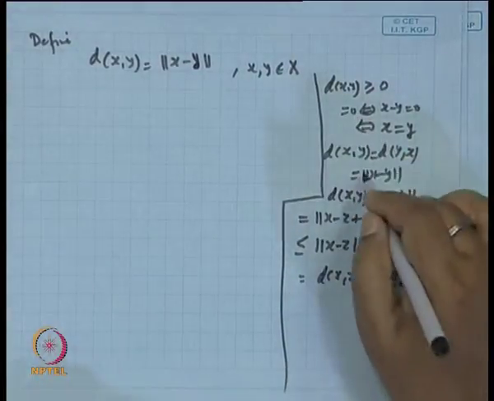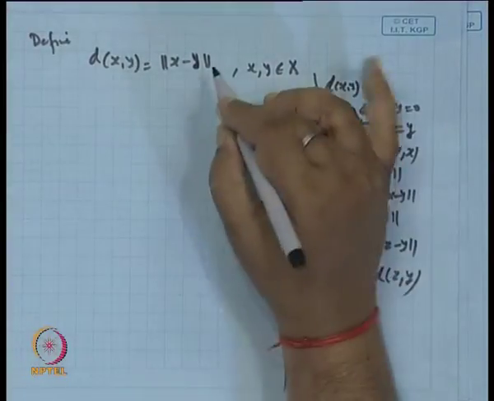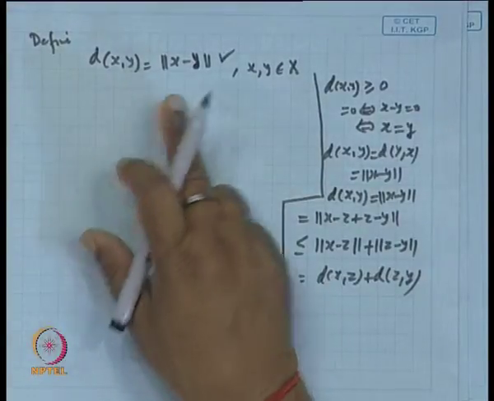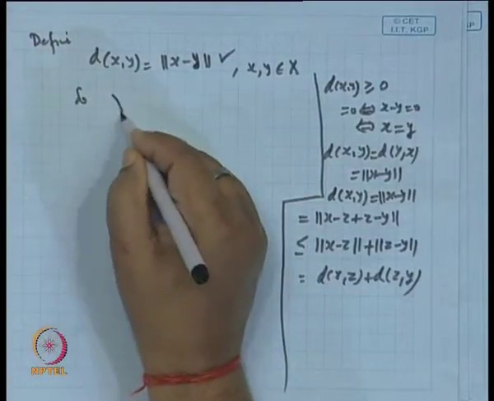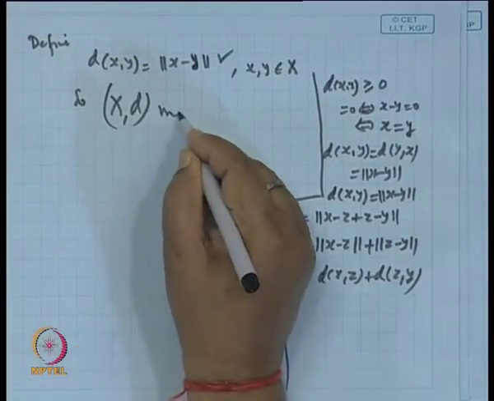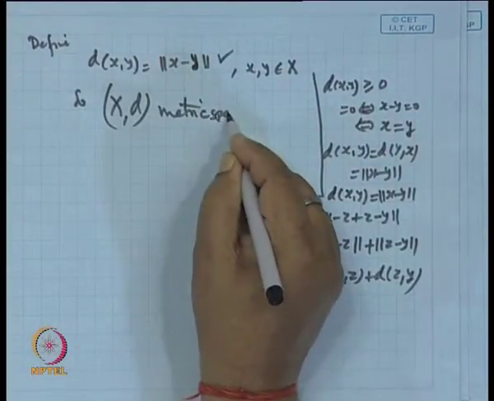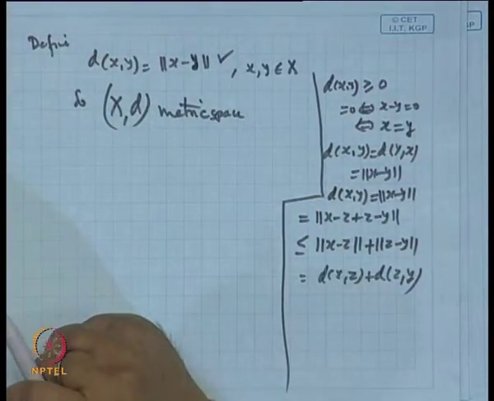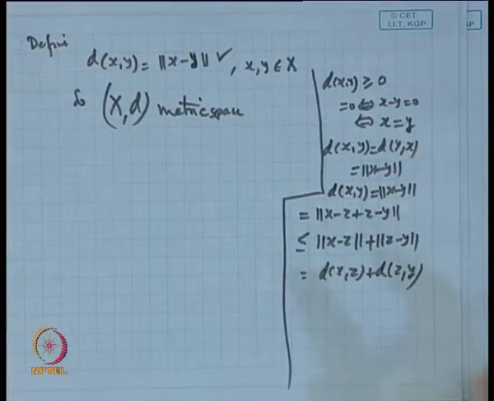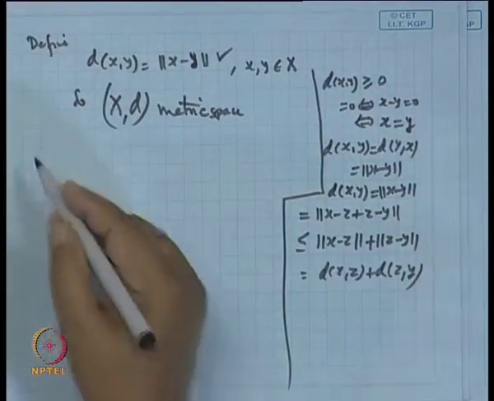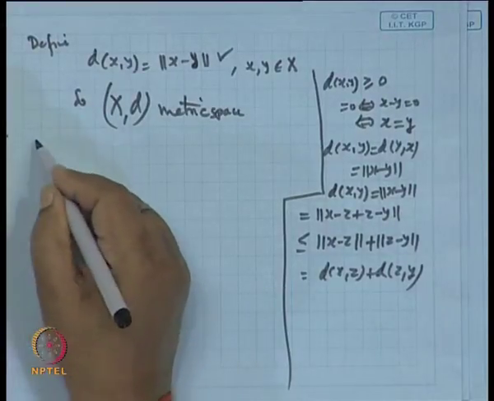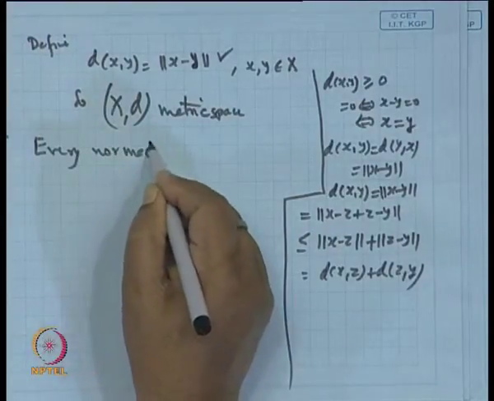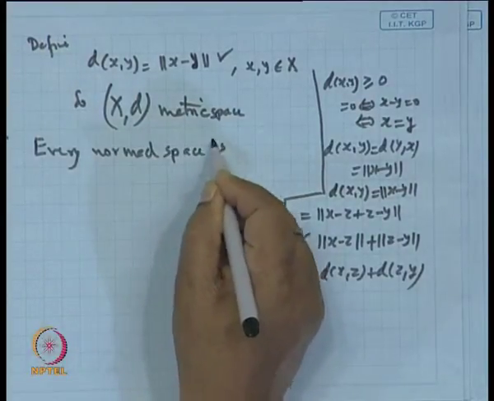So, the properties of the metric are satisfied as soon as we introduce the concept of the metric in terms of the norm, and this gives a metric. So, X d becomes a metric space. Clear? It means every norm space is a metric space. So, as a result you can say every norm space is a metric space.